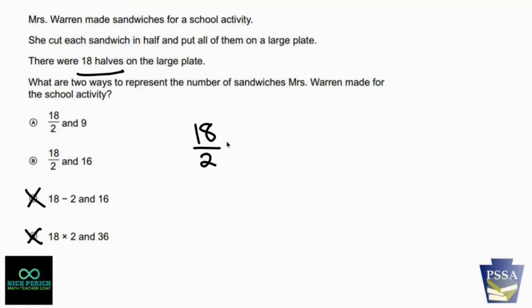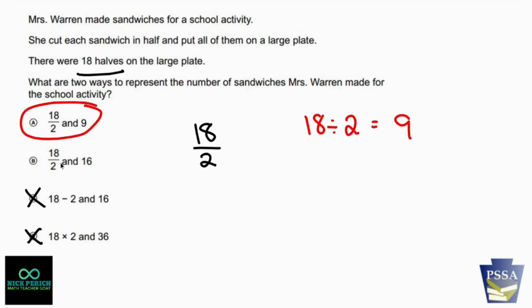Now, 18 over 2 also means 18 divided by 2. And I know 18 divided by 2 is 9. So 18 halves can be written as 18 over 2, and 18 over 2 becomes 9 when you do the math. So my answer for this one is going to be A.